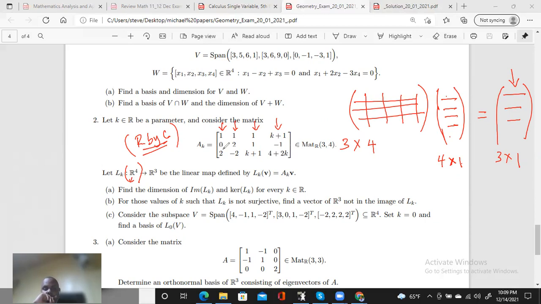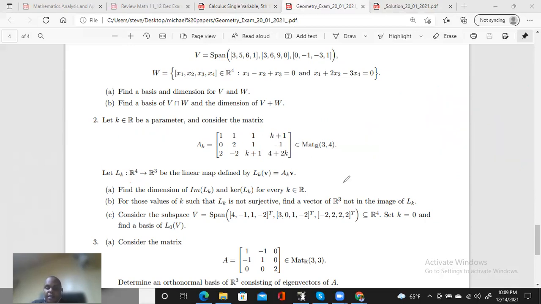So should we try question 2C? Yeah, sure. So they want us to replace k with 0. We get 1, 1, 1, 1, 0, 2, 1, negative 1, 2, negative 2, 1, 4. Am I right? Verify that.